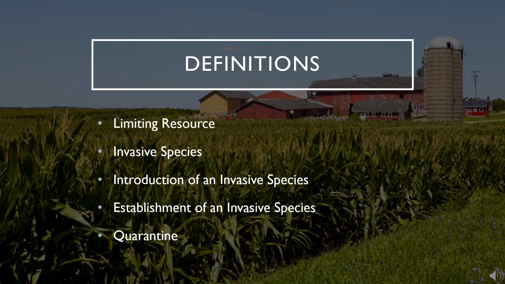Introduction of an invasive species is when a non-native organism is transported to the new location by humans through trade or migration. Establishment of an invasive species is when there is a sustainable population to continue existence that disrupts the ecosystem it colonizes. And finally, quarantine, which is what Utah is currently doing, contains active efforts and use of trapping and insecticides to control the Japanese beetle population.